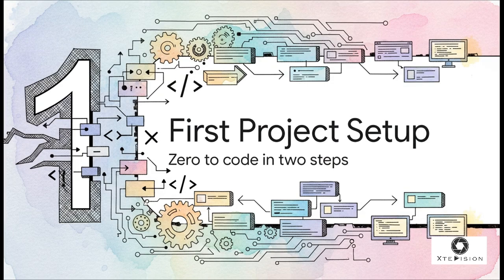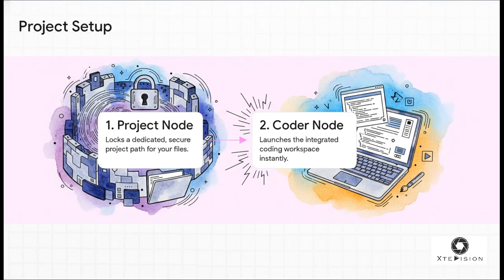Okay, so you hear all that and you think, this has got to be a beast to set up. But the whole workflow is designed to get you from a totally blank slate to a working coding environment in like no time at all. It's literally 2 steps. First, you drop in what's called a project node. That just creates and locks down a secure folder for all your project files. Simple. Second, you connect a coder node to it and just click open. That's it. No messing with config files, no complicated setup.